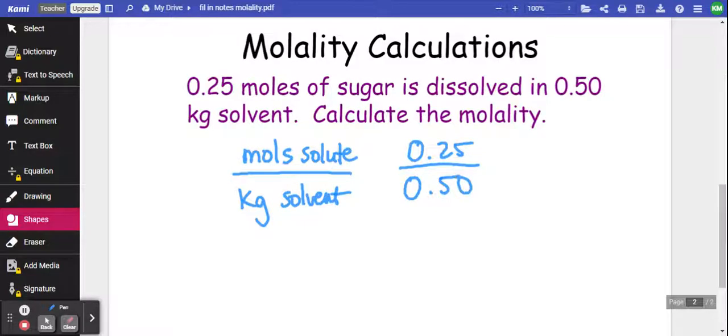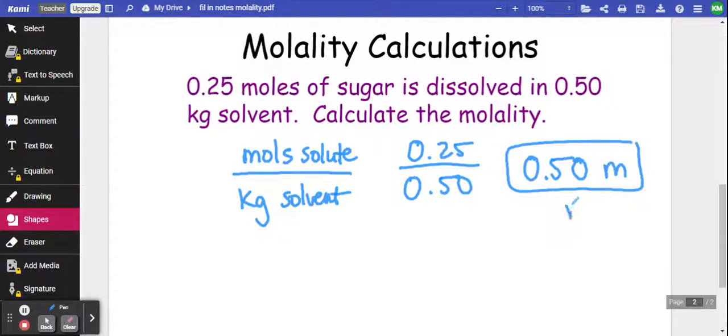So let's see. If we're going to maintain our sig figs, it would be 2 sig figs. Units would be little m, which would be pronounced molal.